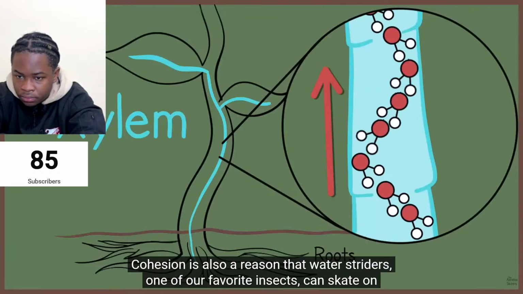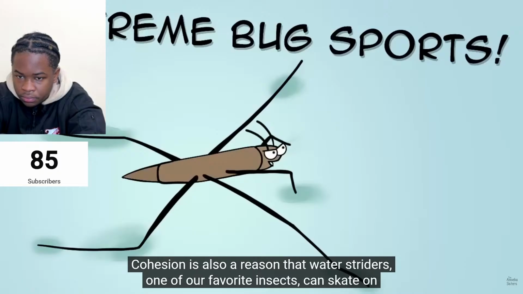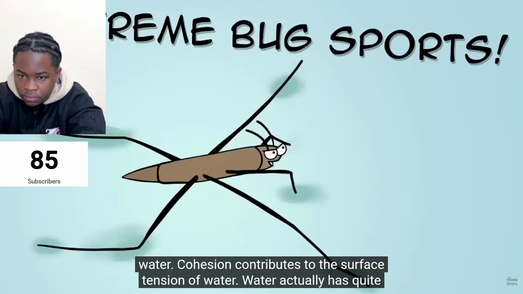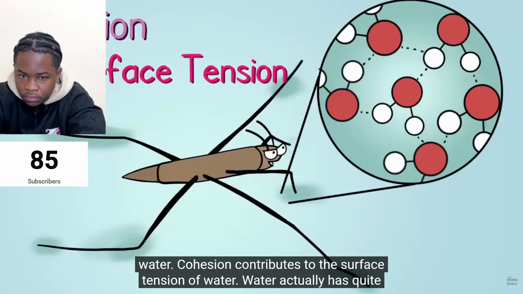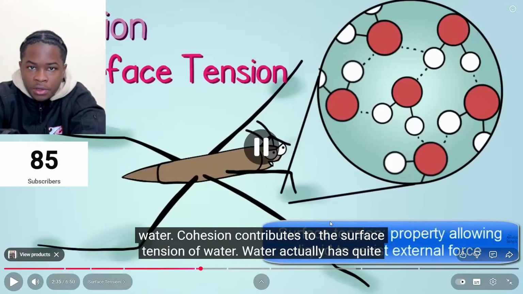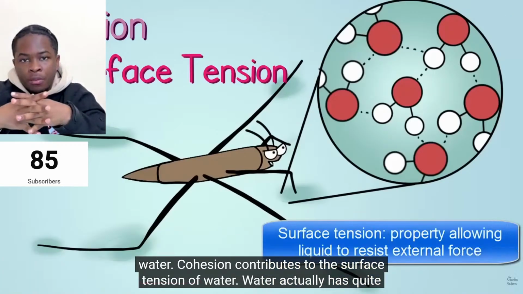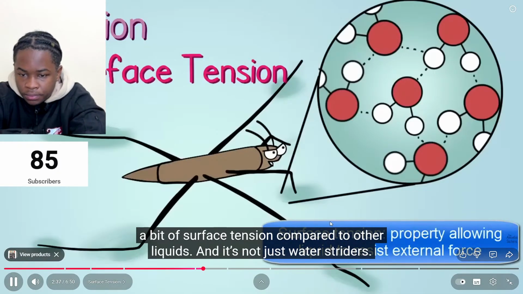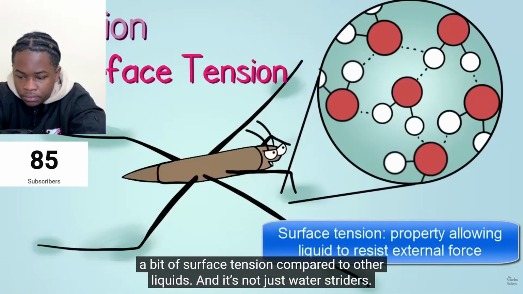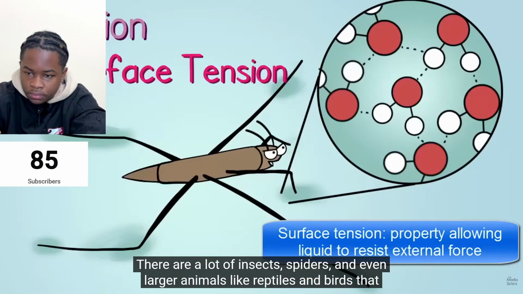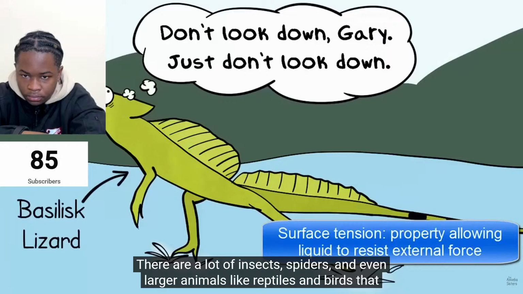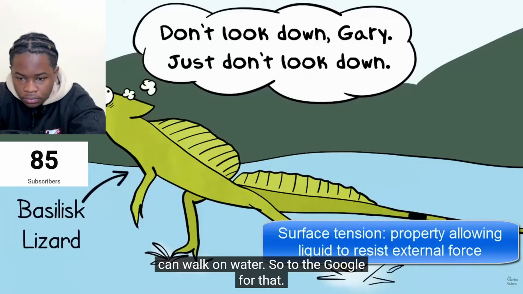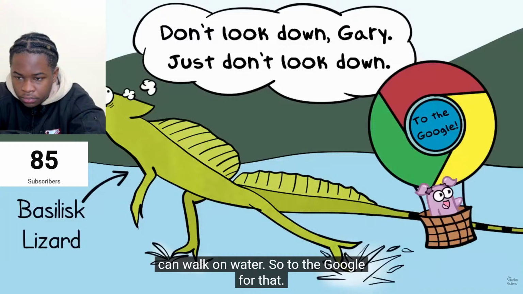Cohesion is also a reason that water striders, one of our favorite insect types, can skate on water. Cohesion contributes to the surface tension of water. So it's the cohesion between the water molecules that mostly helps the surface tension. Water actually has quite a bit of surface tension compared to many other liquids. And it's not just water striders that can walk on water. There are a lot of insects, spiders, and even larger animals like reptiles and some birds that have the ability to walk on water.